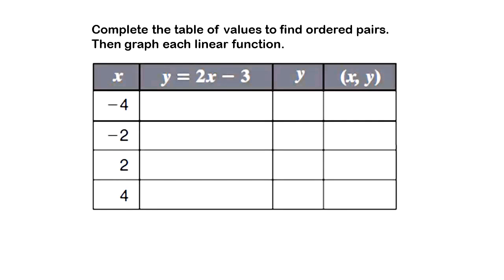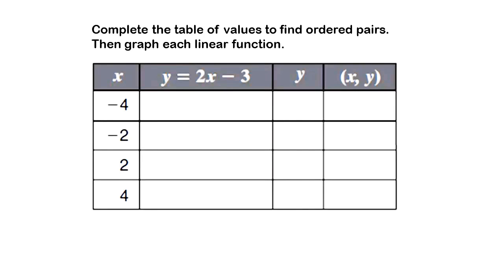Complete the table of values to find ordered pairs, then graph each linear function. So here we are given the table with values for our domains, and we have the function y equals 2x minus 3. What we need to do now is kind of like what we did with the function table: plug in the value for x into the function, evaluate to find y, and then the x and the y together make an ordered pair. And once we have our ordered pairs, we will be able to graph this linear function.